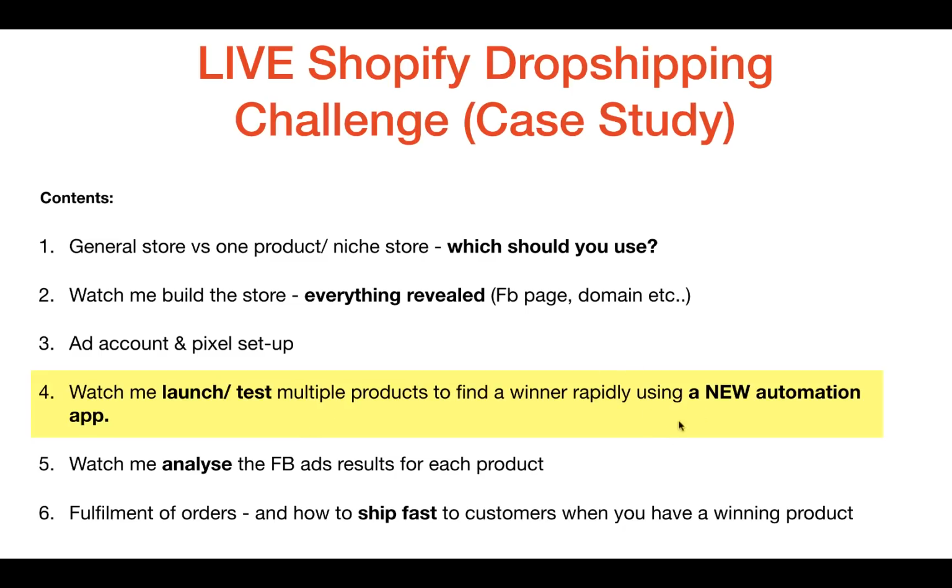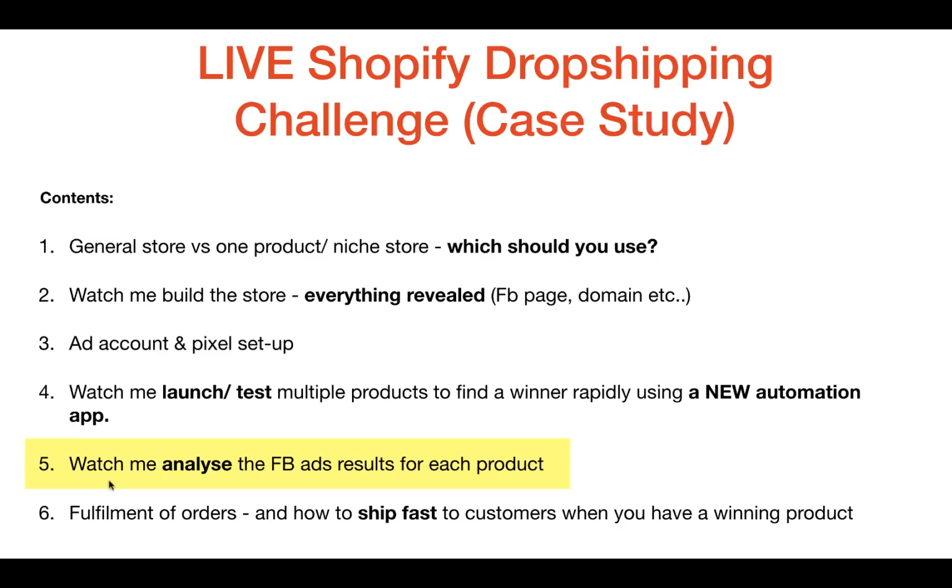Then I'm going to go ahead and launch and test multiple products to find a winning product rapidly using new automation software. So I'm literally going to show you how you can test multiple products super quickly so you can find a winning product as quickly as possible, and also with the lowest budget possible so you're not wasting thousands of dollars testing losing products.